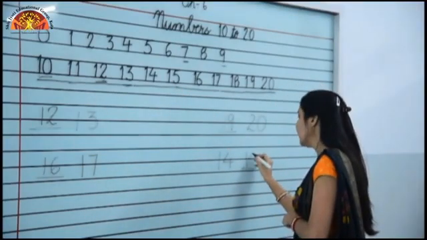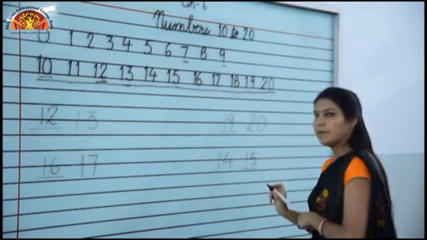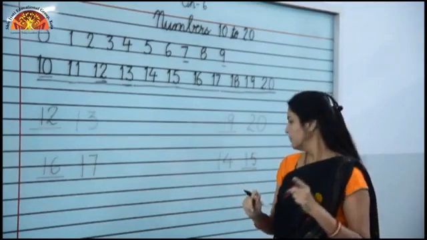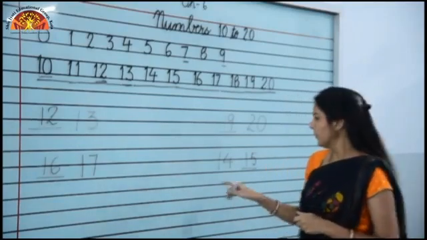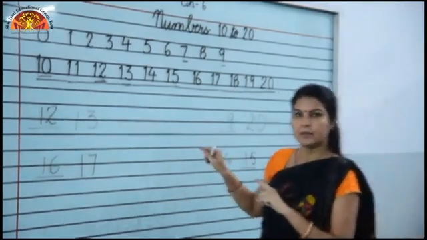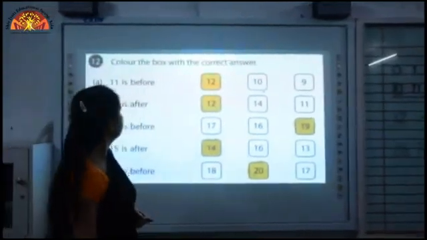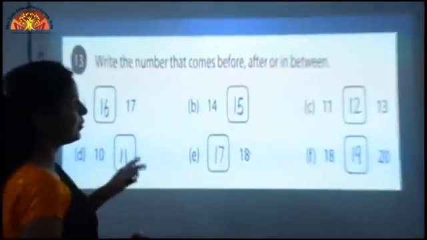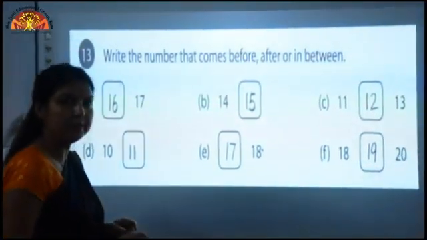Children, you can say the after number is 1 more than the given number. जो आफ्टर नंबर होते हैं वो एक ज़्यादा होता है गिवन नंबर से. ठीक है. Now this is the same question. Write the number that comes before, after, between. You can do this sum.